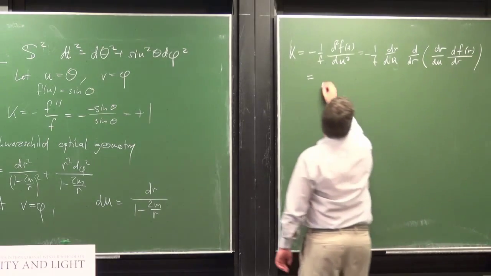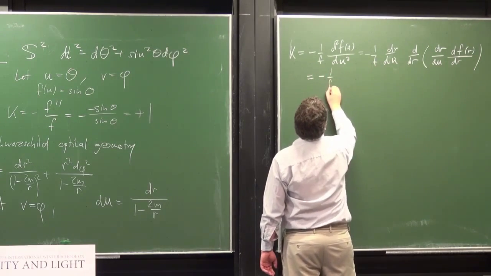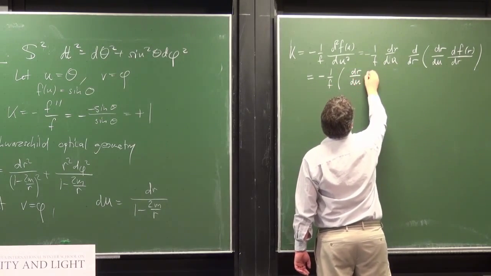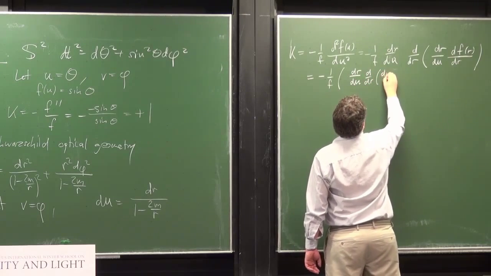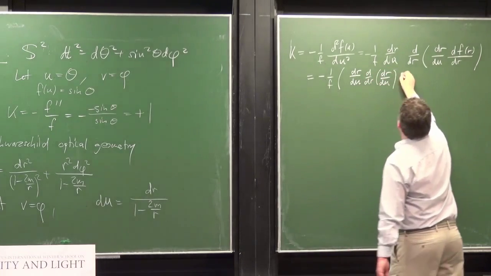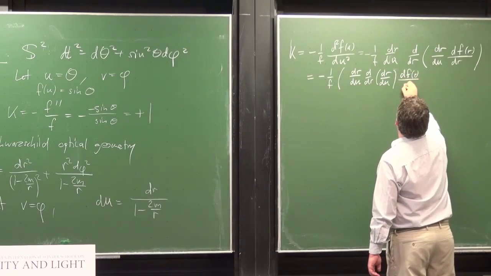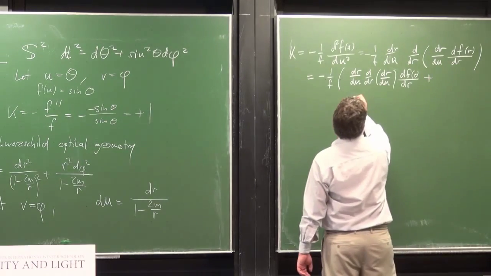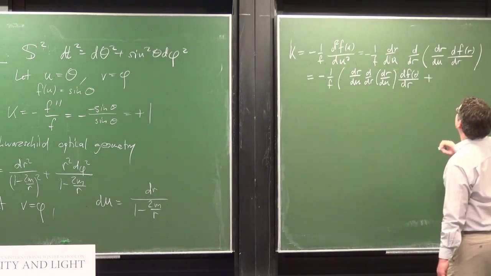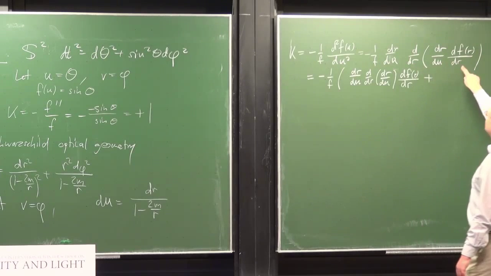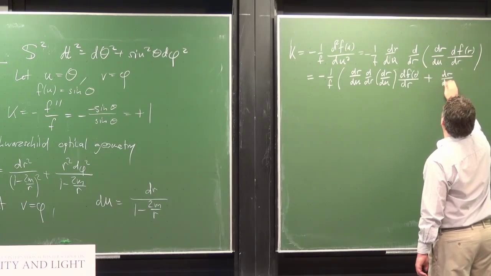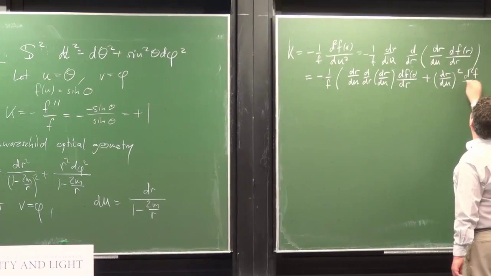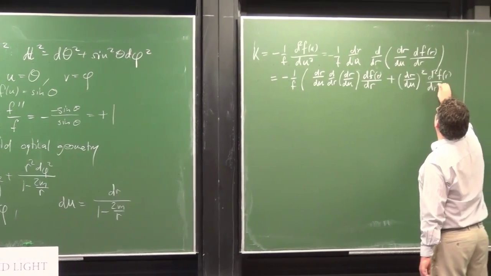because if you work this out, it's 1 over f into dr by du, d by dr of dr by du, df of r by dr, plus the other term, which will be this derivative acting on that, so it will be dr by du squared times d squared f of r by dr squared.